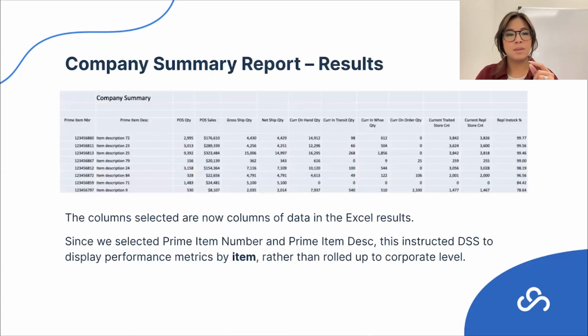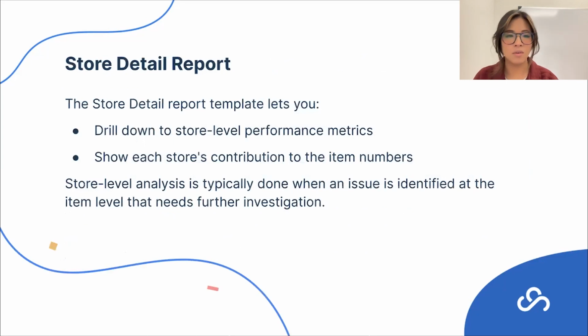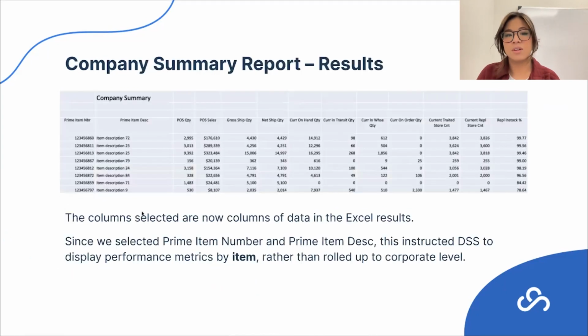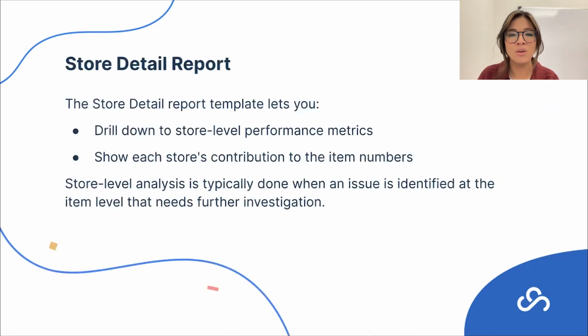So item 72 in store 1 did this many POS quantity, this much POS sales, so on and so forth. Usually, most of the time, you're going to start with this kind of information. And then as we talked about, like, oh, this kind of looks crazy. Again, I'm making stories up, but like, oh, I have 0 on order right now. Why is that? What does that mean? Do all of my stores have sufficient inventory? So on and so forth.